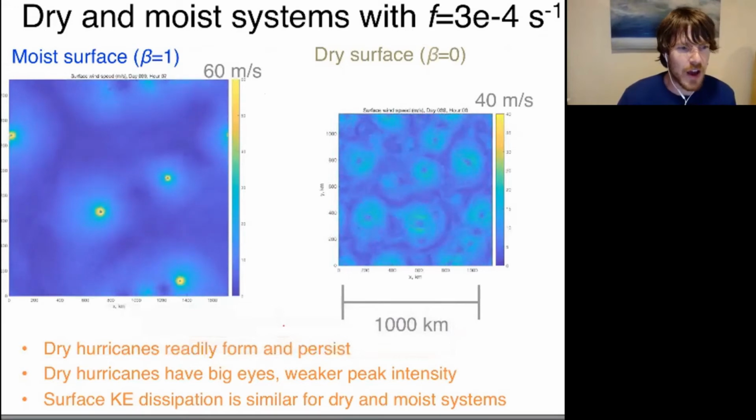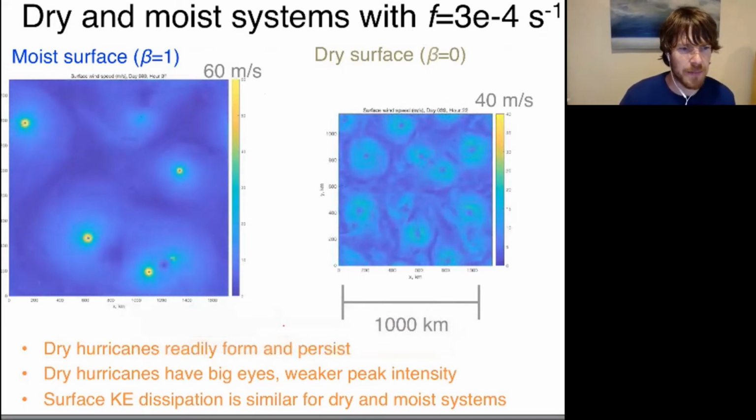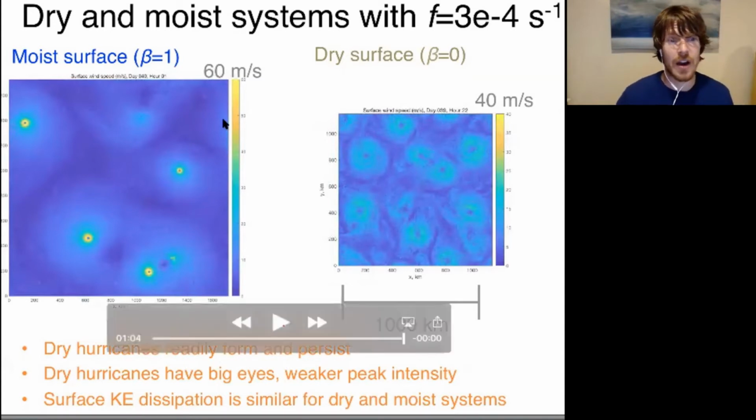So a few take-home points for this. First, as I mentioned, and if this is the only thing you remember from this talk, then fine: 3D dry hurricanes readily form and persist in a rotating RCE environment. If you then look at the second order things, the structure and intensity of these dry storms is very different from their moist counterparts.